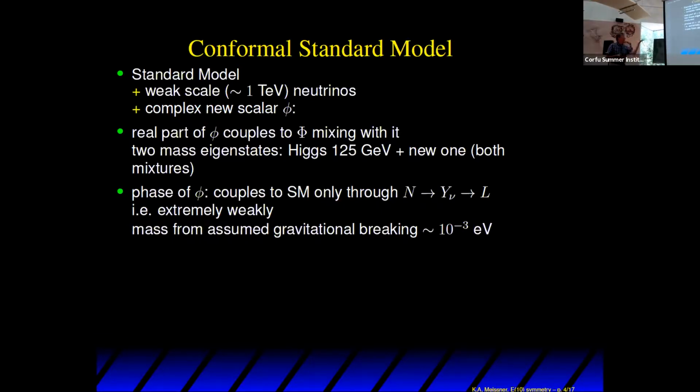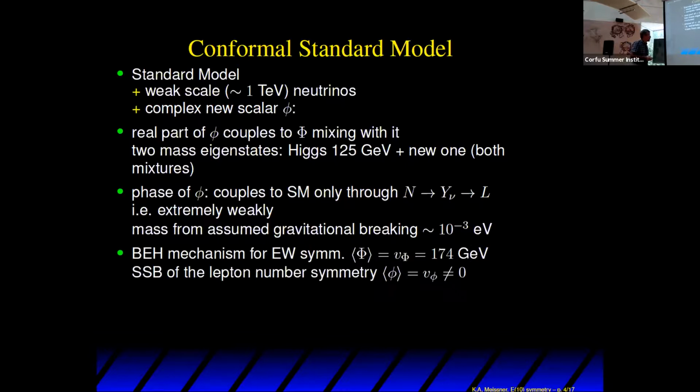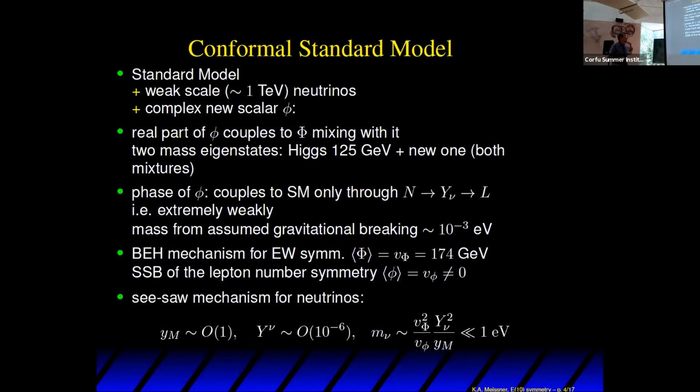So the phase of phi couples to the standard model only through the Yukawa coupling Y nu, and its mass is from assumed gravitational breaking. So it is an axion-like particle. So there is the Brout-Englert-Higgs mechanism for electroweak symmetry breaking and spontaneous symmetry breaking for lepton number symmetry, because this new field has lepton charge -2, because it couples in a Majorana-like way to right chiral neutrinos. So it breaks lepton number spontaneously. And of course, the seesaw mechanism for neutrinos.